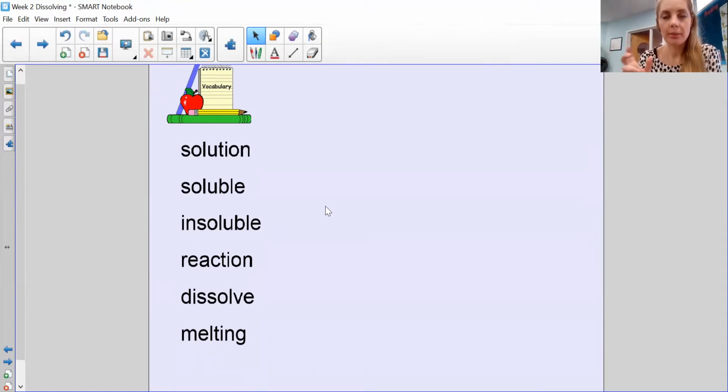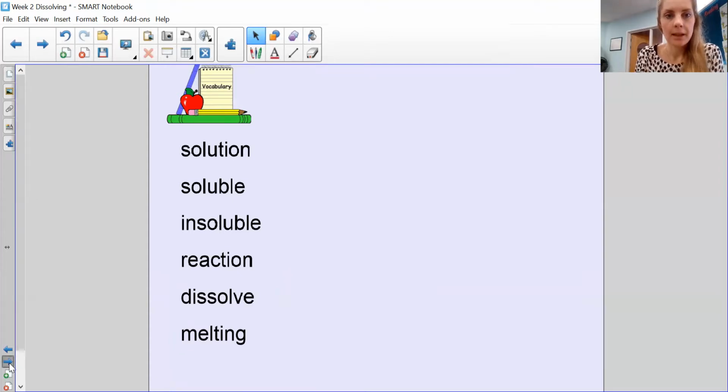Reaction is when 2 things are mixed together and it creates something new. All right, so like when we did the plaster of Paris, it reacts to the water. Okay, when we put it there, it reacts and it creates a new material. Dissolve, as we've known, means it can change and go into a solution, and melting means that if you apply heat, the solid will then melt.